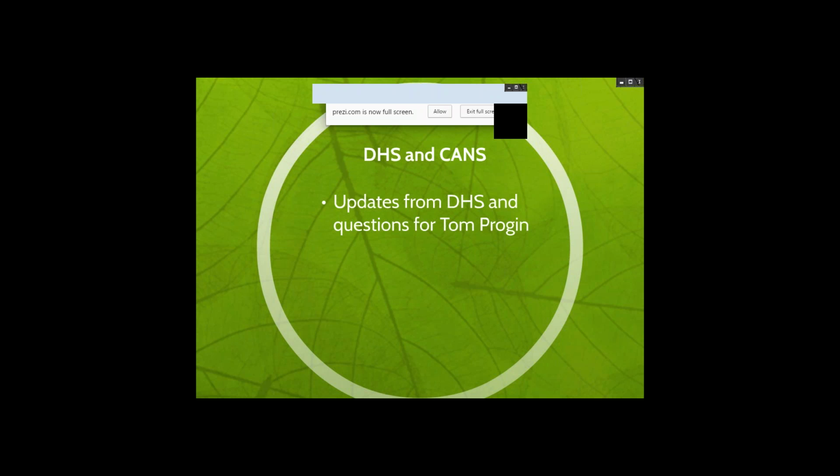One of the things that we've been asked to do, and we're going to put you on the spot a little bit, Tom, is to get DHS to be involved in the call so that we have a way to get some of these questions answered that people have. So I'm going to turn it over to Tom, if that's all right, to update what's going on with CANS from the DHS front. And for those of you who have questions, please feel free. This is the time.